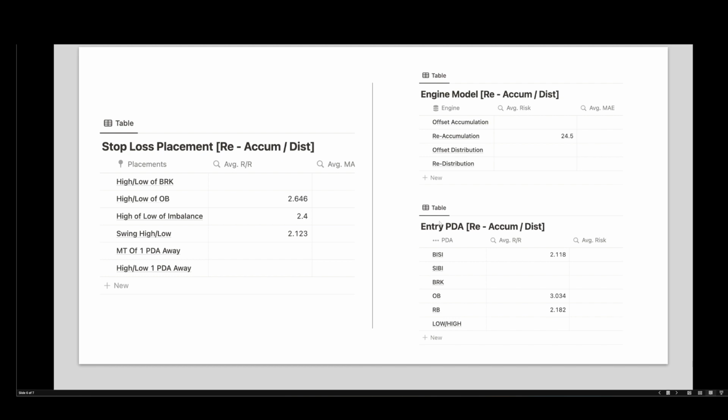And then same goes for the entry PD array. So as you can see, when I use order blocks, my average RR with a specific model is higher compared to a buy-side imbalance or a rejection block, right? So that means I risk more during a rejection block, or I risk more during a buy-side imbalance. Now, why is that? That's a great question. And that's something that we ask ourselves, right?